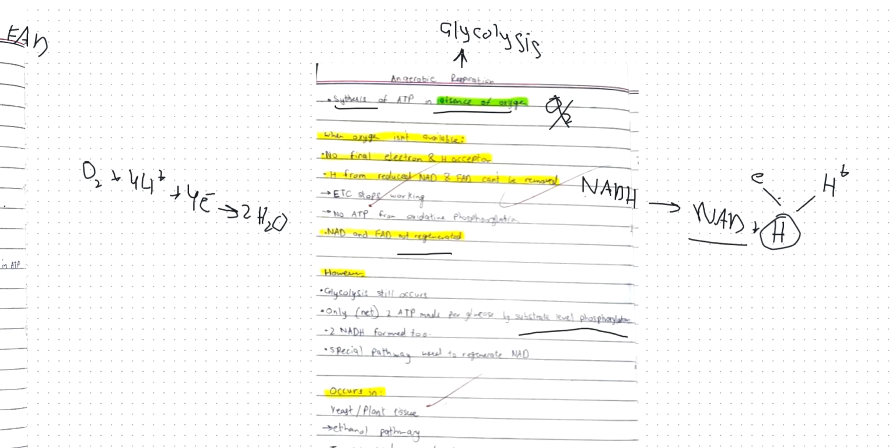And in glycolysis, you make 2 NADH, and there is a special pathway through which NAD can be regenerated. So what is that? Now in yeast or plant tissue, it's called the ethanol pathway. And in animals, mammals or bacteria, it's the lactate pathway. And this is especially happening in muscles because muscles are lacking oxygen. So since muscles don't have oxygen, they go through anaerobic respiration a lot.